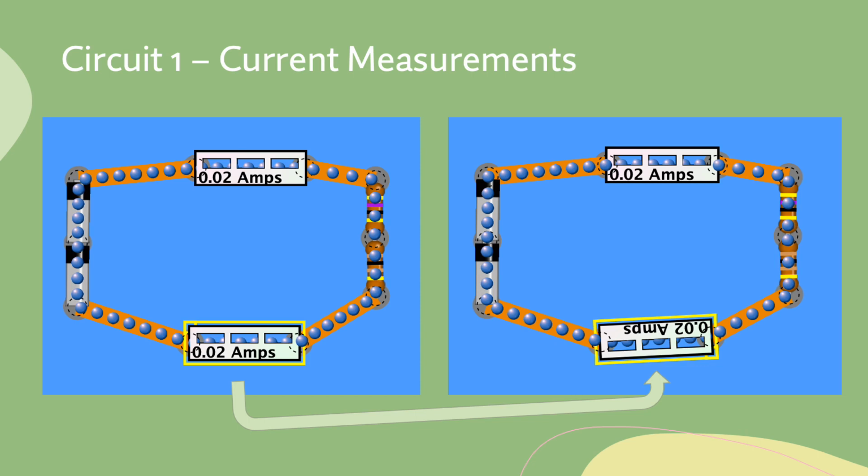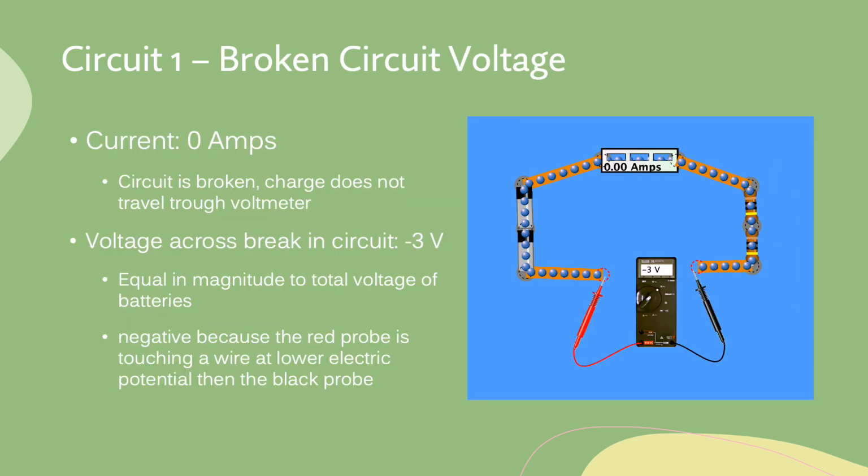As you can see in the left picture, the ammeters show that the currents are the same in both locations in the circuit. As predicted, the current in both locations in the circuit is 0.02 amps. When one of the ammeters was flipped, shown in the right photo, the current reading was the same. Next, one of the ammeters was removed and replaced with a voltmeter. The circuit loop is then broken, as the voltmeter does not carry current across it, so the ammeter reading is 0 amps. When placed across the break in the circuit, the voltage reading is -3 volts, equal in magnitude to that provided by the batteries, 3 volts.